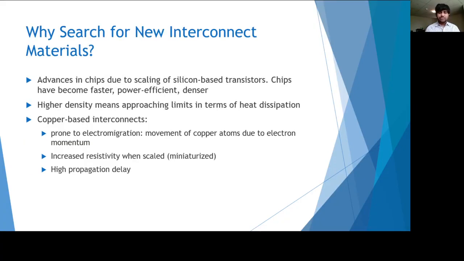So why are we searching for new materials? As transistors are getting smaller, computer chips are getting more and more dense, so even with increased power efficiency, there's a lot of heat that needs to be dissipated quickly. Currently we use copper, which works well, but we're approaching its physical limits in terms of resistivity and thermal conductivity. Copper also suffers from electromigration, and that's where the copper atoms themselves move with the electrons when a voltage is applied. So if you want to continue to scale and pack transistors more densely and increase power efficiency, we need to find a new material that has higher performance than copper.